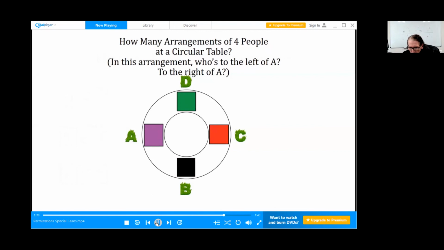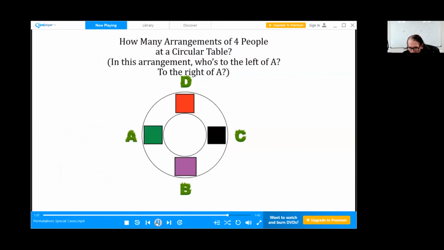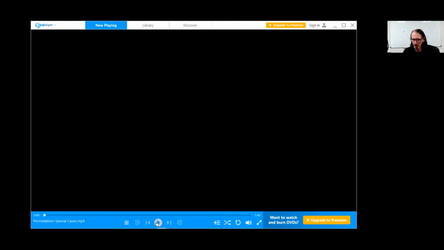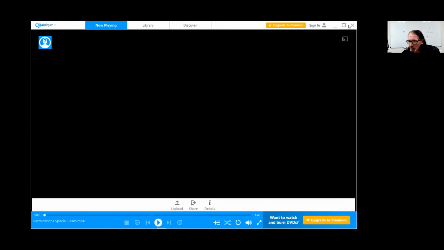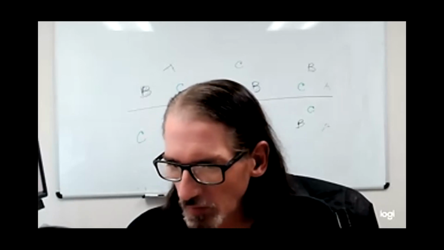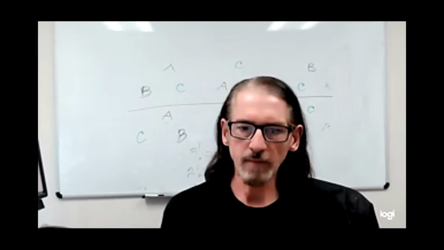Anything else, you'd be rotating the people. In this case, by 90 degrees. So instead of 4 factorial equaling 24, we're only going to get 3 factorial or 6 arrangements of 4 things. 4 things available, arrange all 4, but this time it's in a circle. And that's all I've got. I hope this helps.